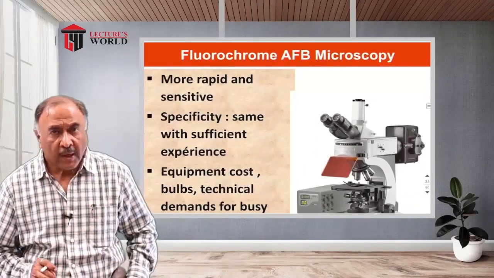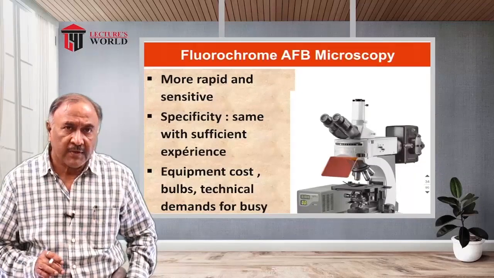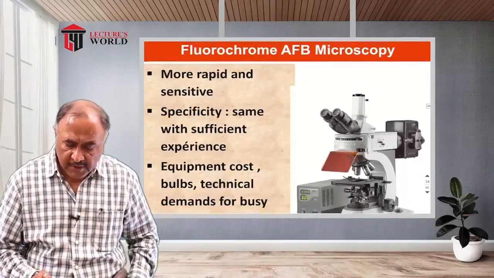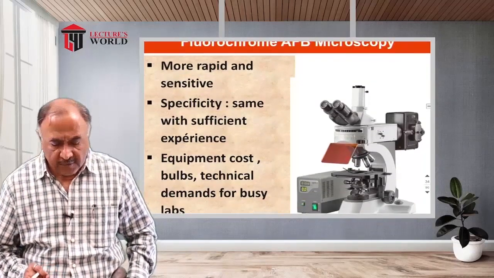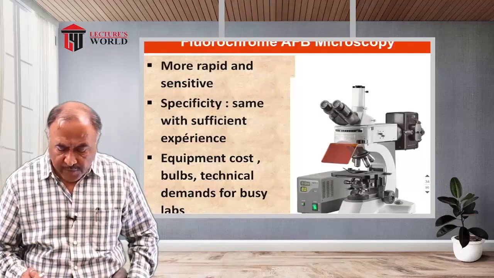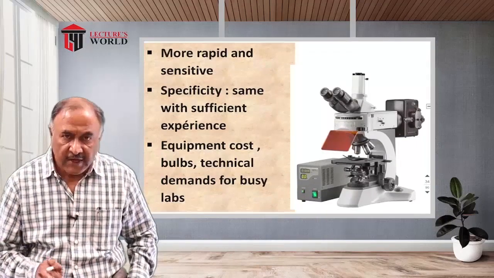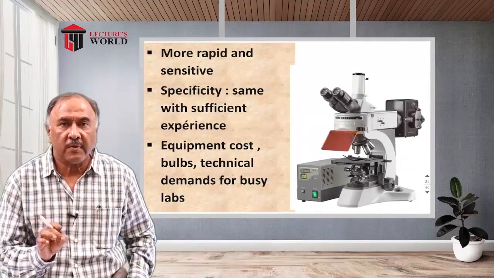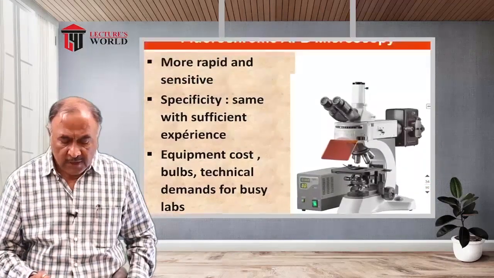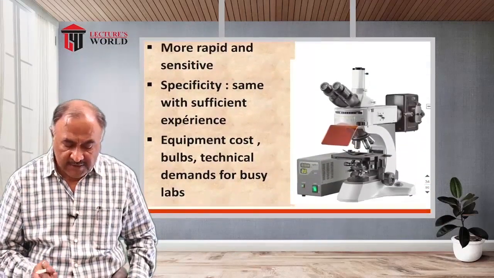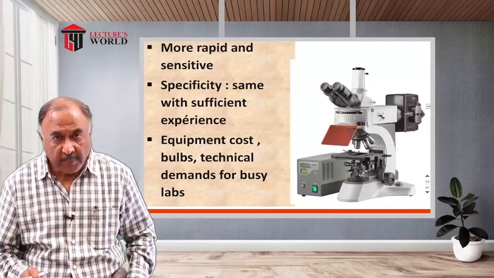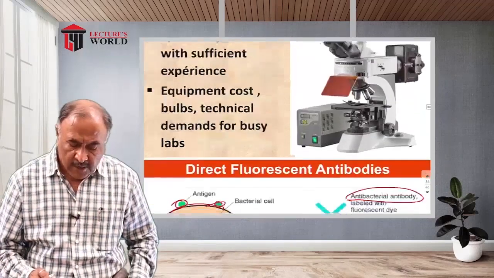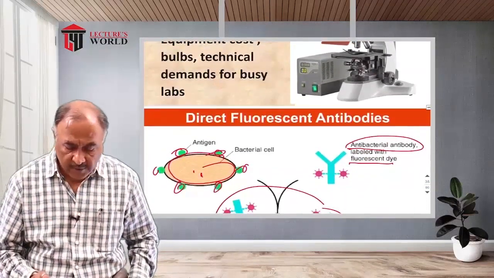Next we have fluorochrome acid fast bacterial microscopy. Why is it known as a fluorochrome? Because we use a fluorescent stain to stain that particular organism. So it is more rapid, sensitive as well as very specific. But the point is that these techniques are costly and they are used only in large, busy laboratories.